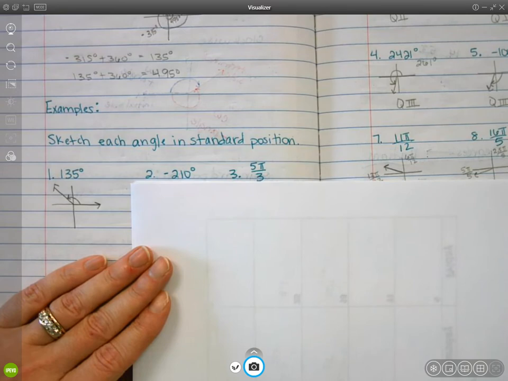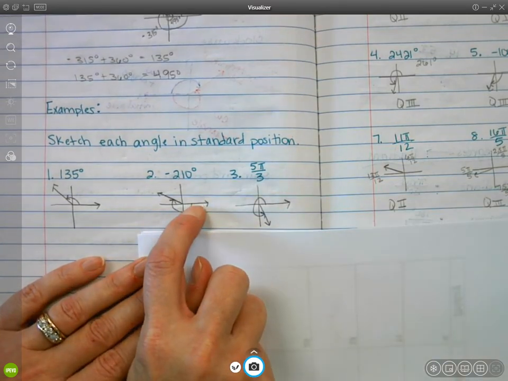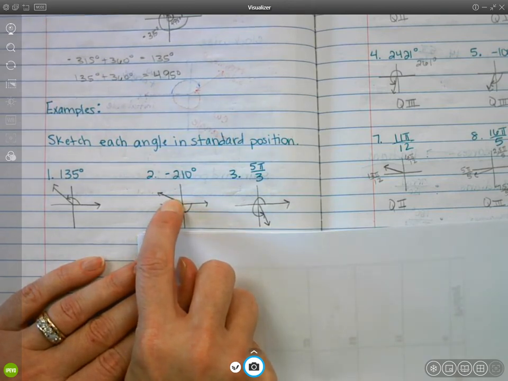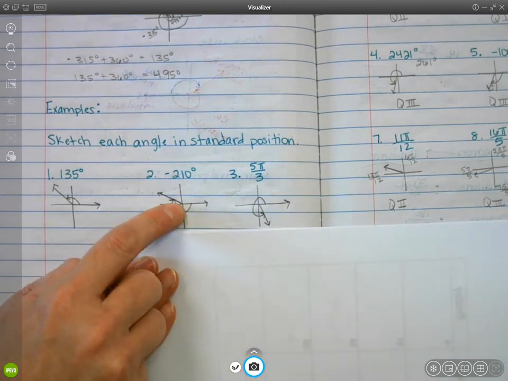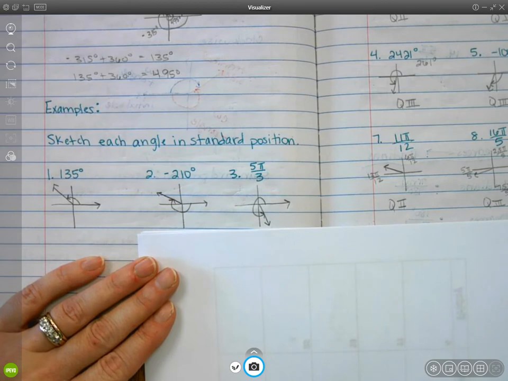All right, so negative 210. Going backwards, this would be negative 180. So a little bit past that, about 30 degrees past that, would be negative 210. And again, you've got to draw the arrow to show me where it's at.